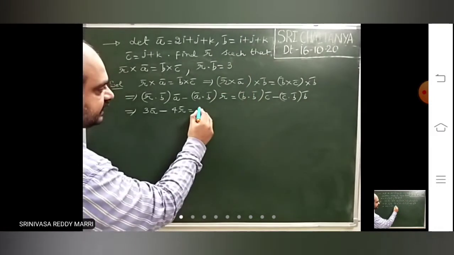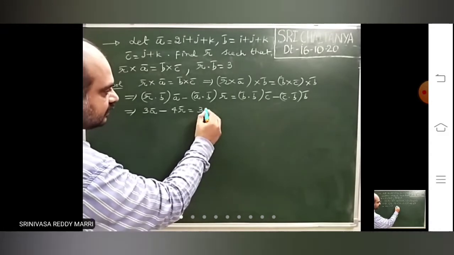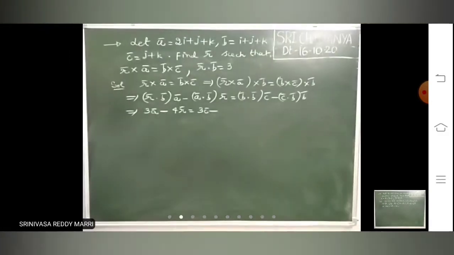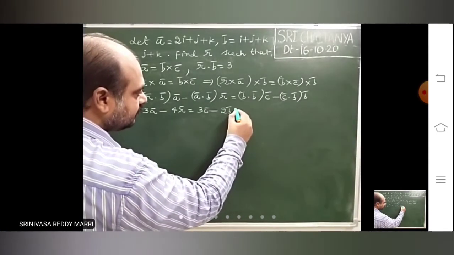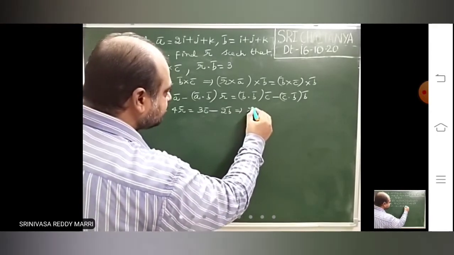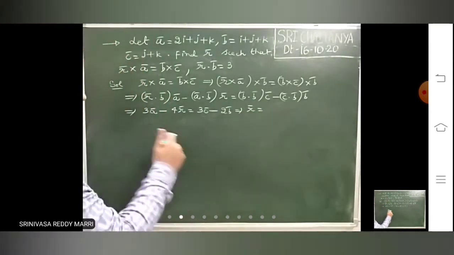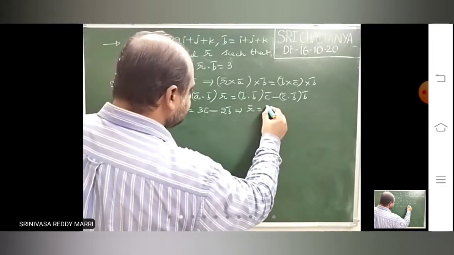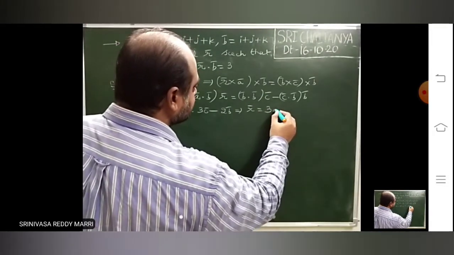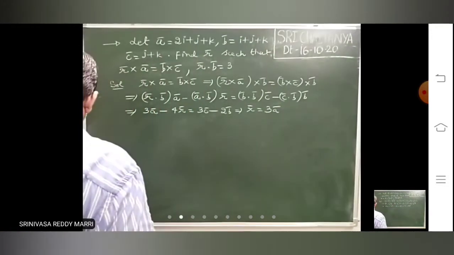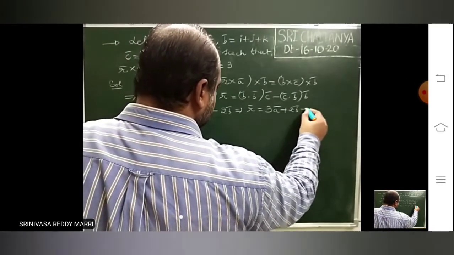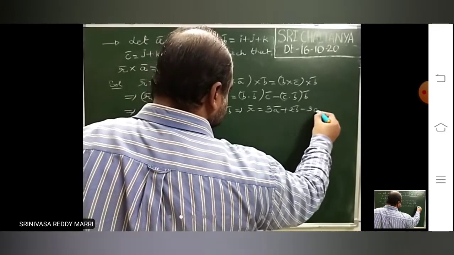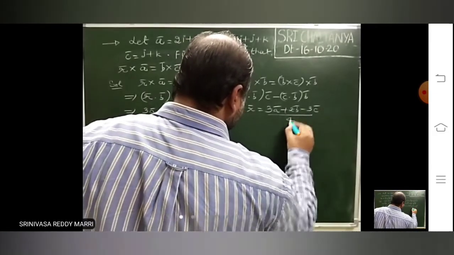Modulus B is root 3, so that means this is 3 C bar, minus B dot C. B dot C you will get 2, so 2 B bar. Now you can calculate easily what is R bar. R bar is nothing but, bringing this side completely, 3 A bar plus 2 B bar minus 3 C bar, divided by 4.